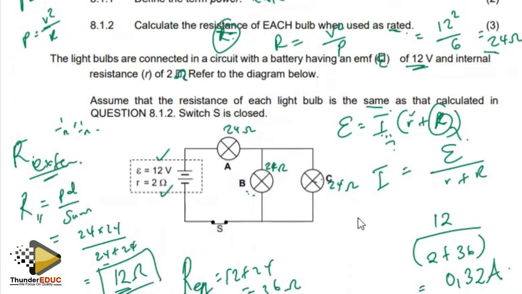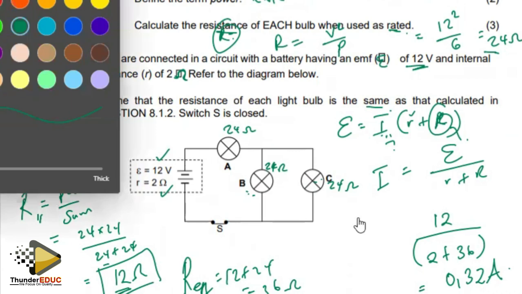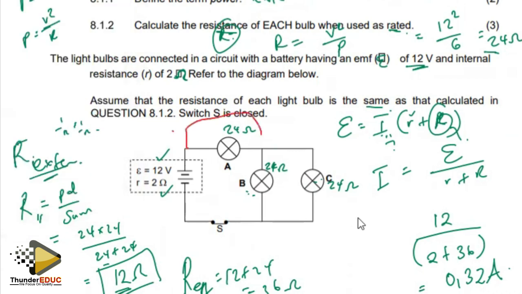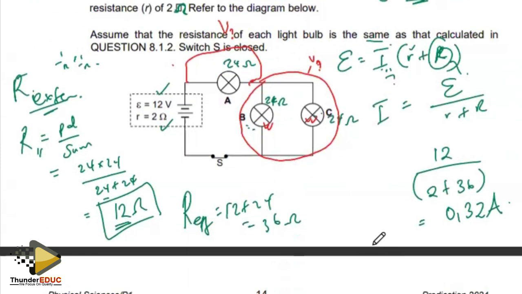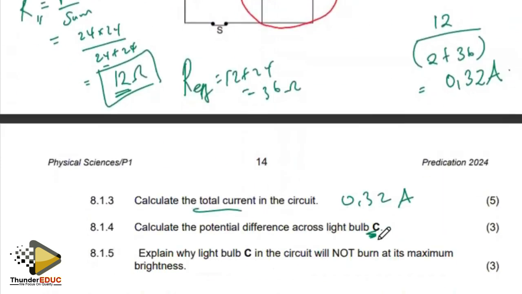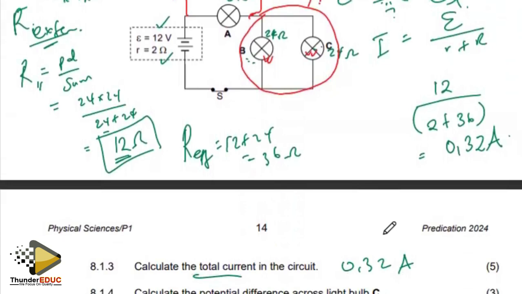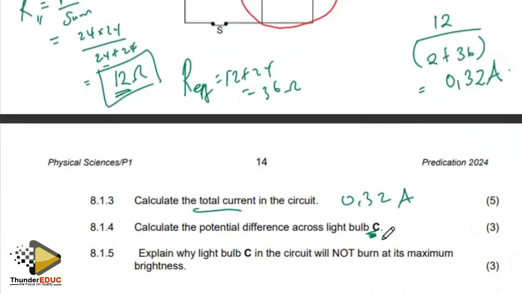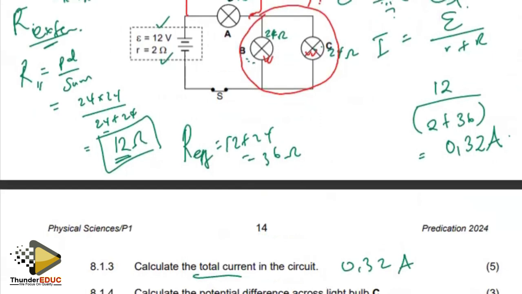Now, since we know that this and this one, the parallel one, are in series, there's going to be a voltage that is different from this voltage. But the voltage of B is going to be the same as the voltage of C. So I'll start by getting the voltage across. How many marks is it? It's 3 marks. Let me get the voltage across the A.